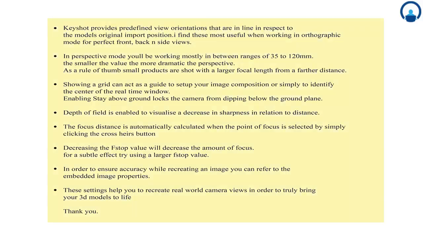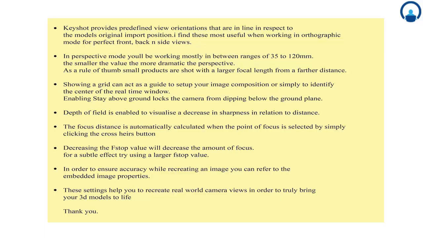Keyshot provides predefined view orientations that are in line with respect to the model's original import position. I find these most useful when working in orthographic mode for perfect front, back, and side views. In perspective mode, you'll be working mostly in ranges between 35 and 120 mm. The smaller the value, the more dramatic the perspective. As a rule of thumb, small products are shot with a larger focal length from a farther distance.